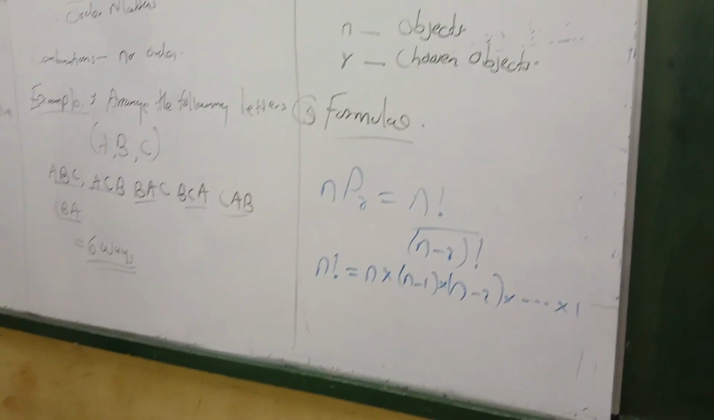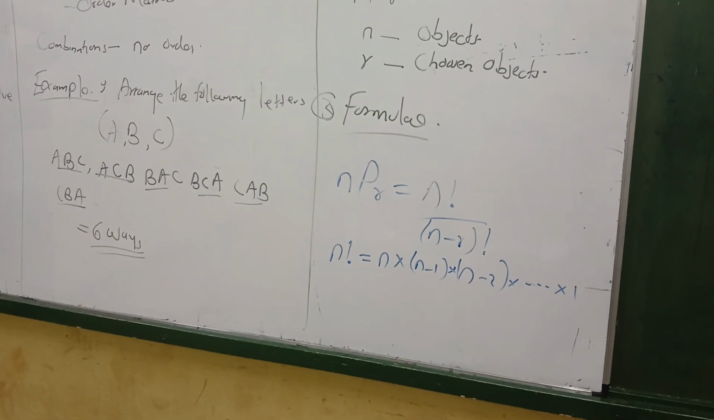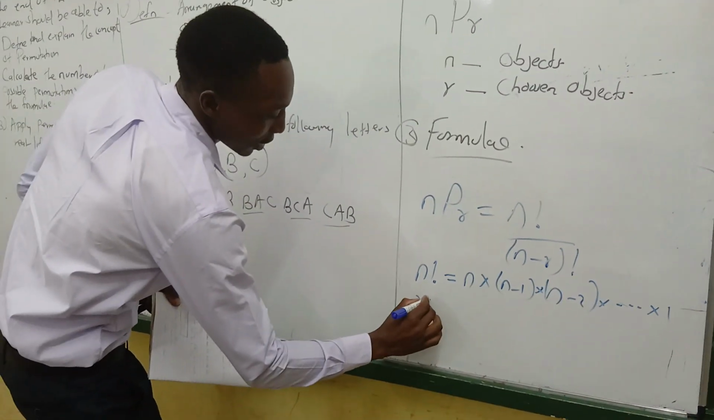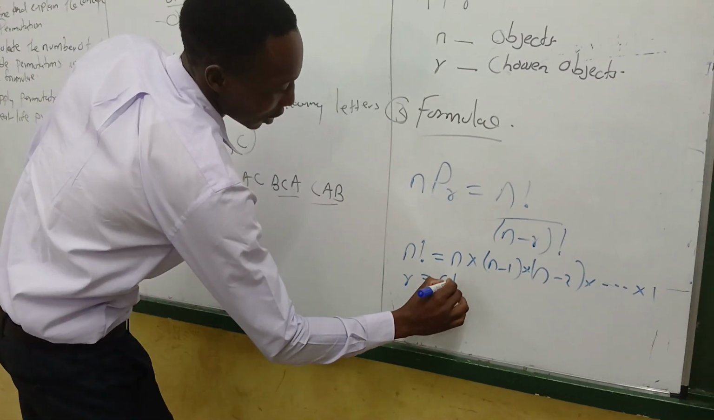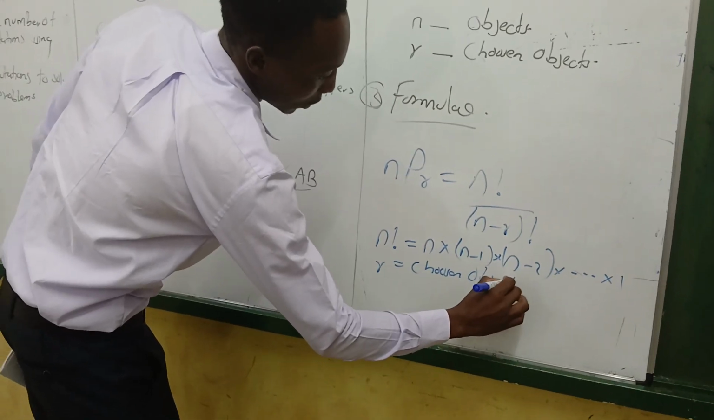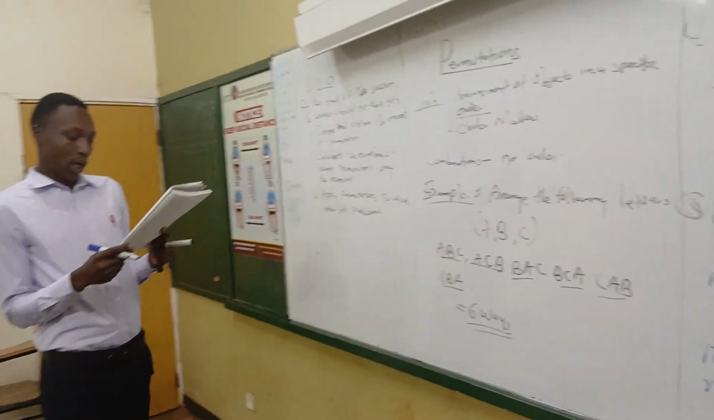Very good, and then r, we've said, is the number of chosen objects. And then n factorial is the total permutation of all the objects.